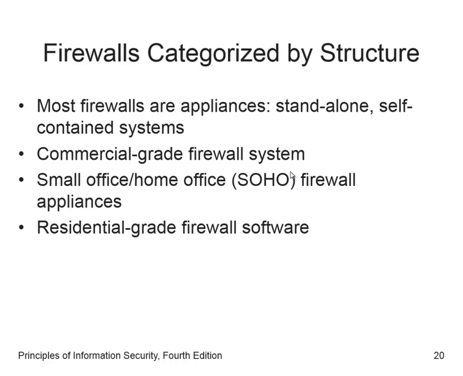Firewalls can also be categorized by structure. Firewalls could be hardware, what's called appliances, or software that can be configured on a device. Most of the firewalls are appliances, standalone self-contained systems. There are commercial firewall systems for large organizations. Some of them are small office or home office firewall appliances, referred to as SOHO, and residential grade firewall software.